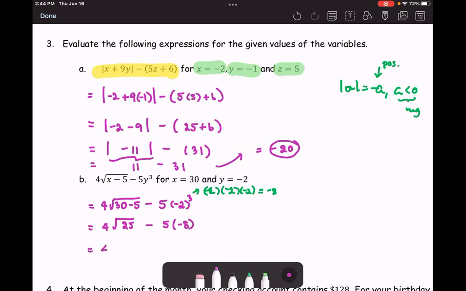Next, simplify. The square root of 25 is 5. Subtracted by 5 times -8, that is -40. And then simplify the numbers to be 5 minus -40, which is 5 plus 40... negative becomes positive. The result is 45 for this example.